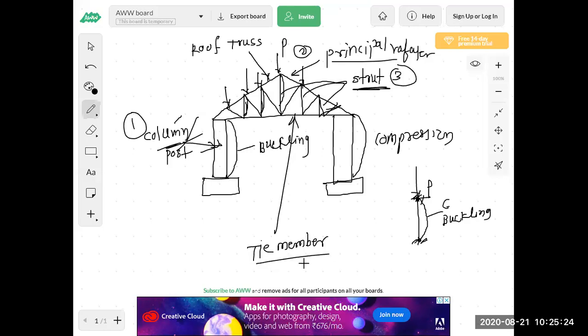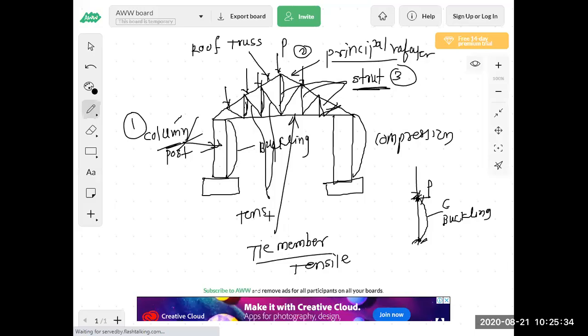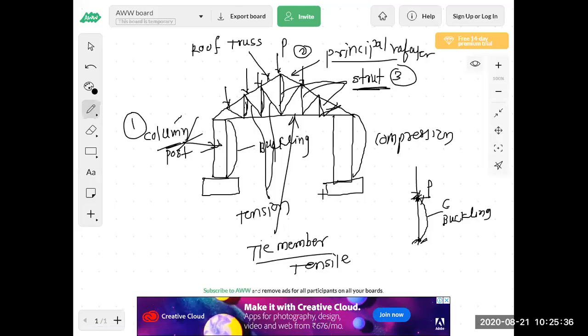So the tie member carries a tensile load, and maybe these inclined members, whatever the inclined members, they are under tension. In this truss, the horizontal chord is always carrying a tension force, and the inclined member and vertical are the principal rafter and strut, which always carry a compressive load. These two columns are again under compression. So these two columns we have to design separately.